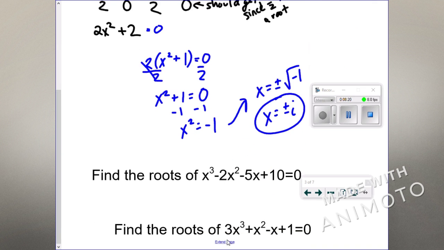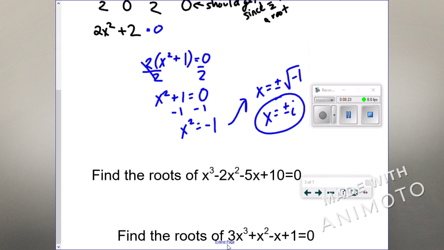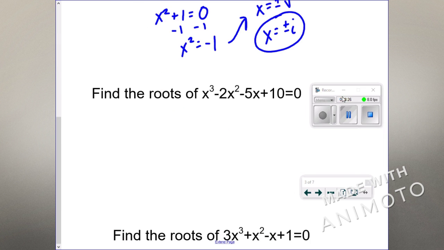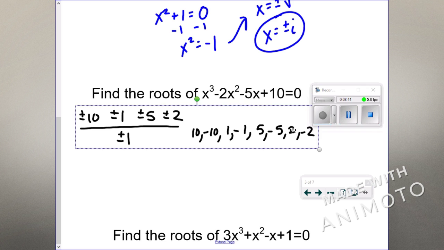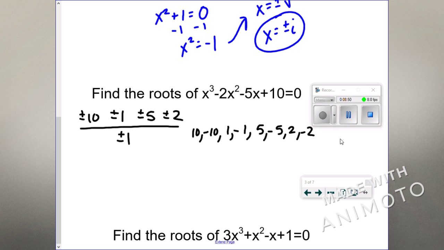Let's go ahead. Why don't you try this one as well? Or we'll walk through it together. Again, let's first test all of the potential rational roots here. So we have factors of 10 over factors of 1. So there's all of our potential rational roots. At this point, once we test them all, you will see that 2 is the only one that when we plug it in for x, we get a remainder of 0 using the remainder theorem. So 2 will be our only rational root here. So we need to find what the other 2 roots are.